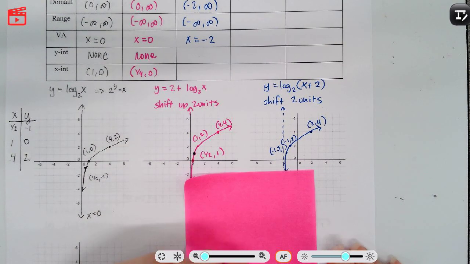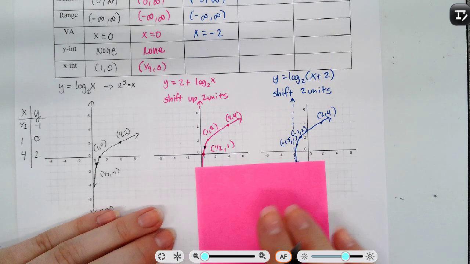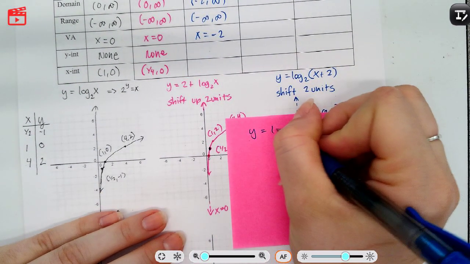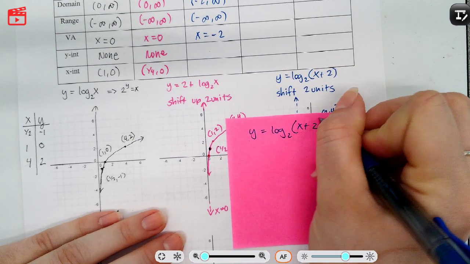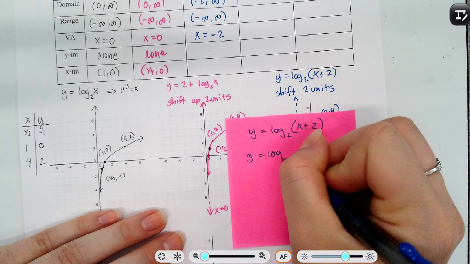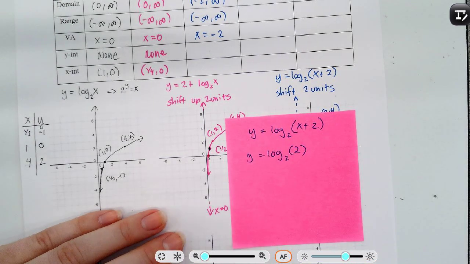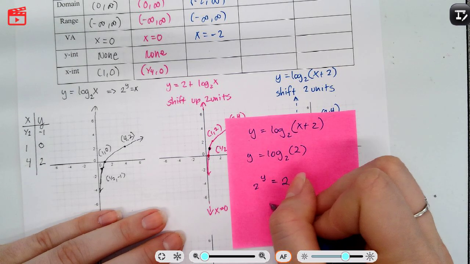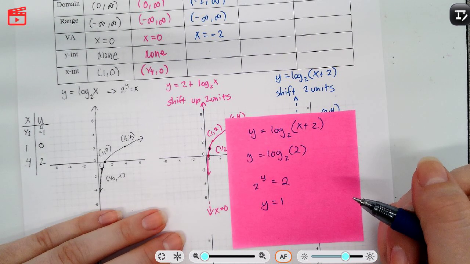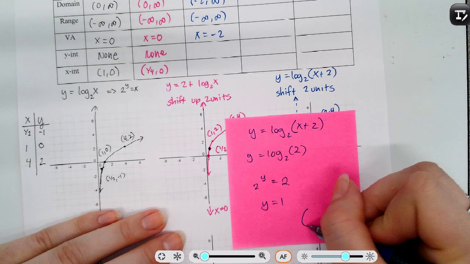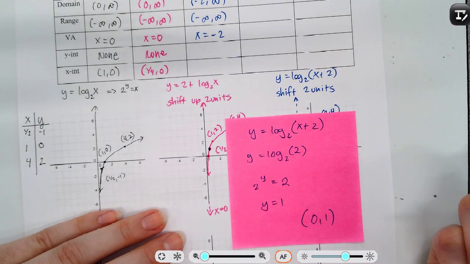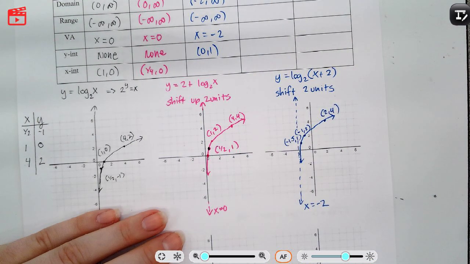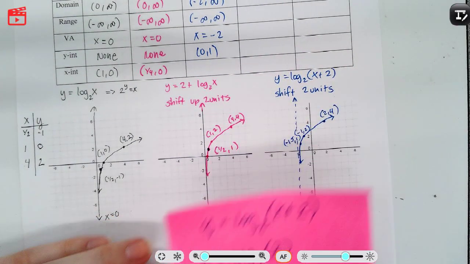Okay. So for the y-intercept, you're going to set x to 0. Okay, so this is saying 2 to what power gives me 2? Well, that's going to be 2 to the 1 power. Okay. So that has the value of 0, 1 as our y-intercept. Okay, and our x-intercept, I don't know what it is. I'm going to have to solve for that one too.